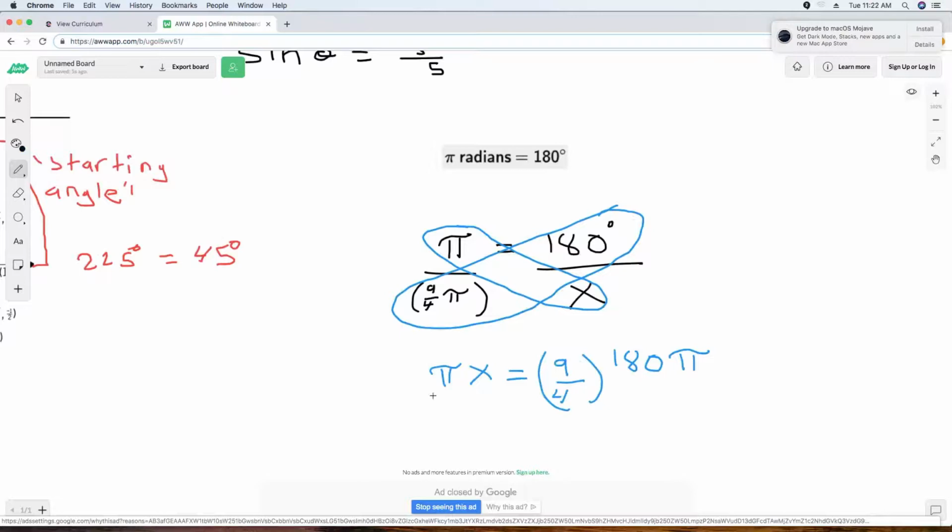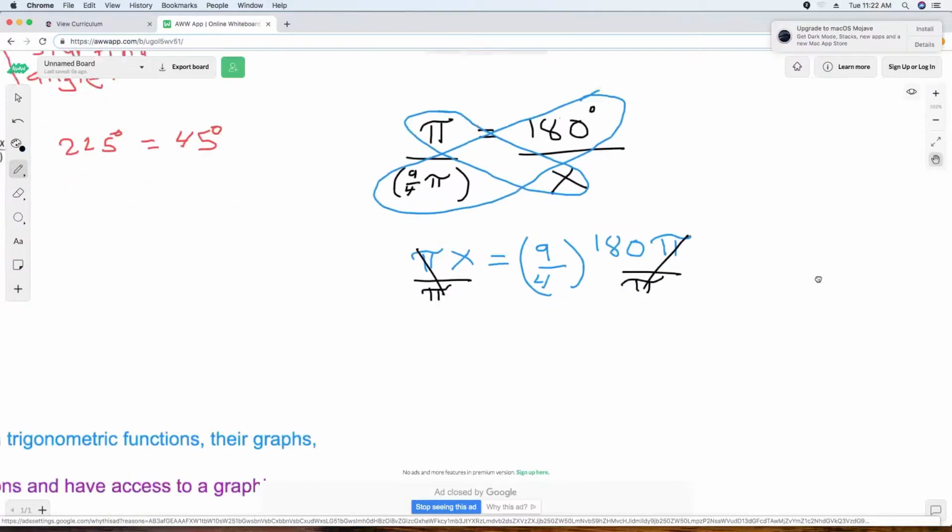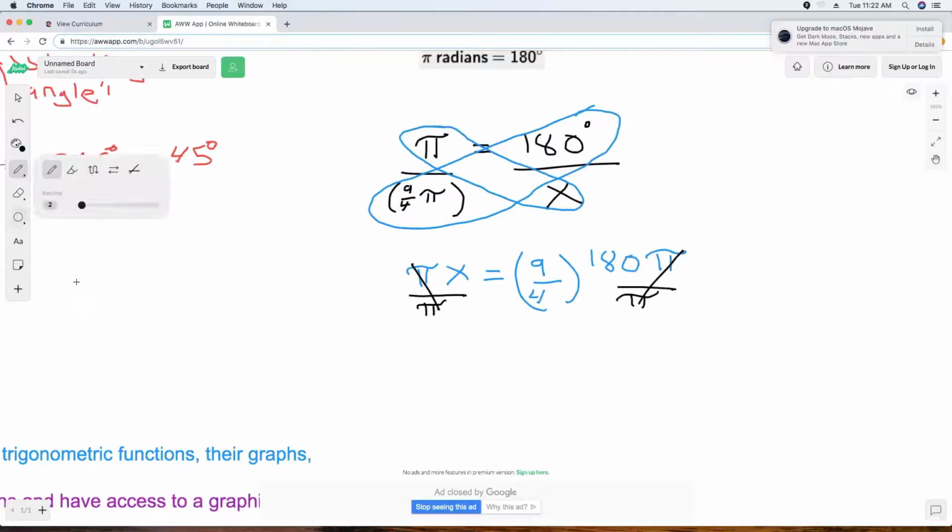So what I'm going to do here is divide by pi just to get rid of that pi, so at the end our final answer in degrees does not have to have pi. And then x is equal to, and I'm just going to do this on the calculator, 9 times 180 divided by 4, which gives us a total of 405 degrees.